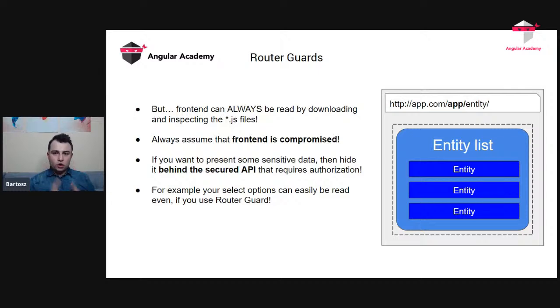But here's the trick. We have to always remember that the front end can be compromised by downloading JS files and reading all the contents. So if you want to present some sensitive data in the front end, it's not enough to use a router guard. You have to hide it behind a secure API. For example, imagine that you want to have drop-down data hidden from unauthorized viewing. You cannot put it in the template, because anybody can read those bundles and debug them, and it's not secure enough. You have to hide it behind a dynamic API, which during the initialization of the application could fill the dropdown, right? Because, for example, select options can be easily read even if you use router guards.